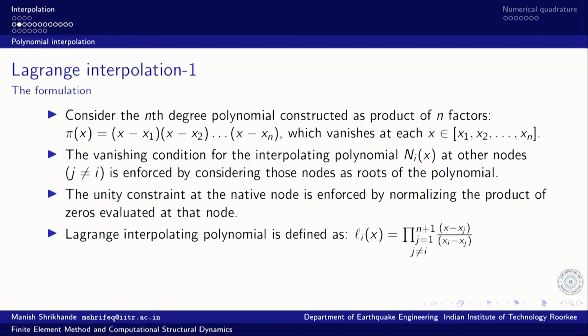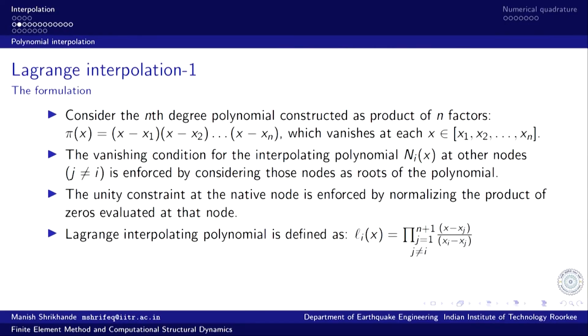So, x2, x3, x4 etc. are the roots of this polynomial, so the function will vanish. Now, in order to normalize it to unity at x1, all that I need to do is divide this function by its value at x1. So, I have this pi of x that is constructed and I just evaluate it at x1, or whatever node I want, and I can get the basic interpolation polynomial.